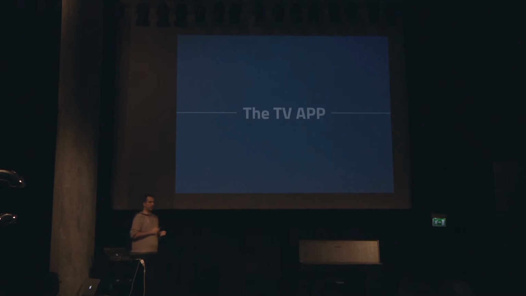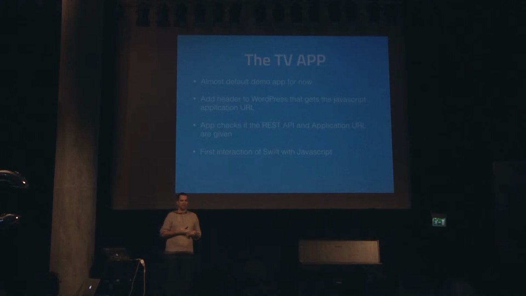And then you have the TV app. Basically what I do now is literally use the code example you can download from developer.apple.com, and I only changed it a little bit. So when you load it, it also checks whether the REST API is available on that site. It can do that through the headers, and I provide my own header so that it also knows where the application logic can be loaded from.